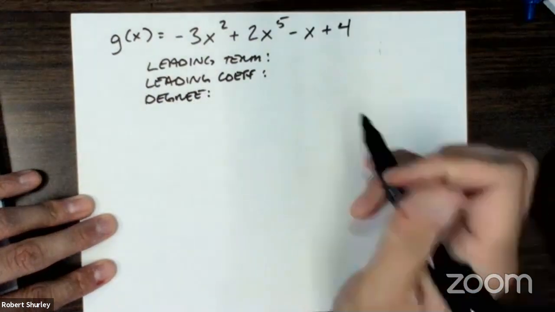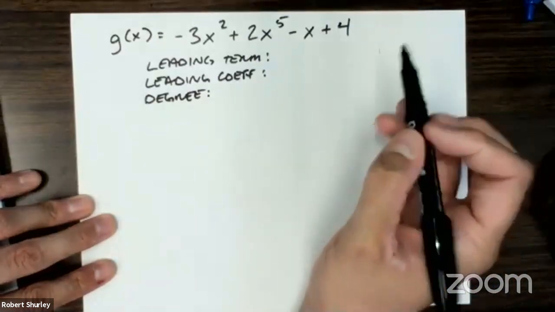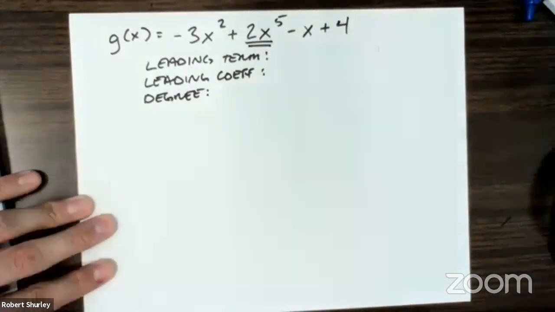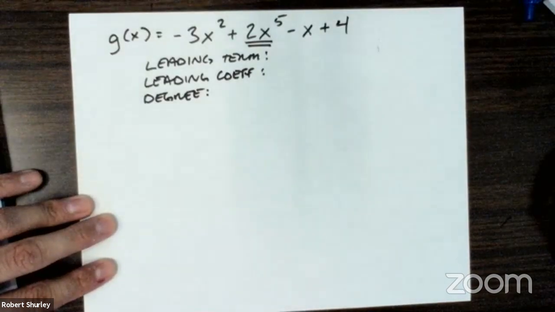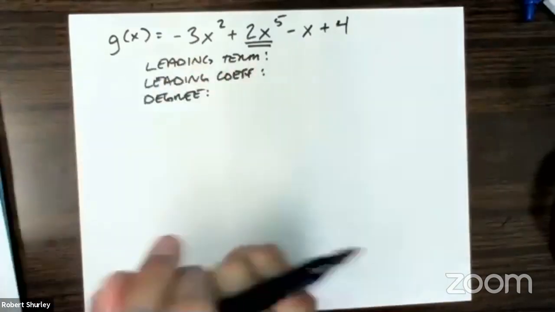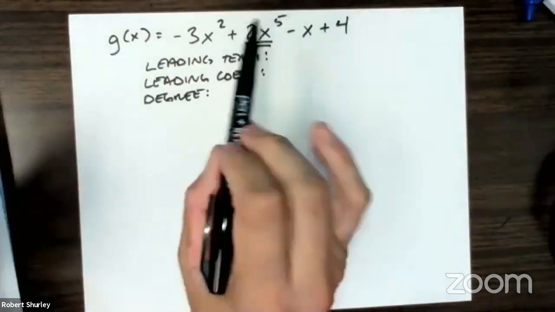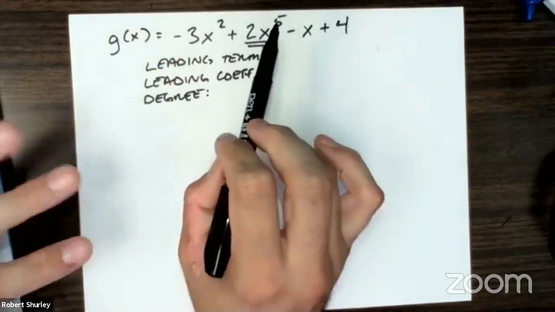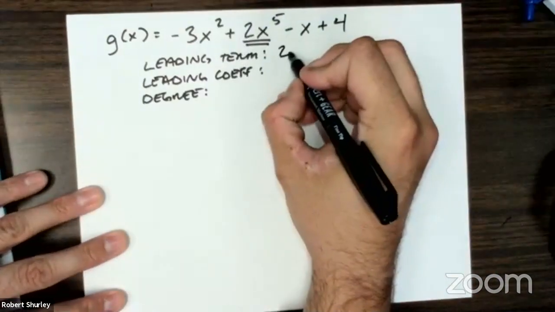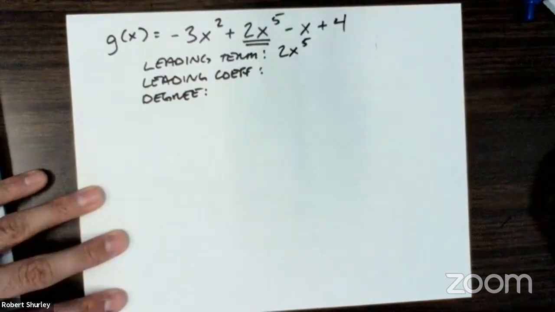Okay? Well, for this one, the leading term is always the term with the highest degree value. It's right there. This is not written in descending order, right? We have to write it in descending order moving forward to do other fun stuff with it. But for now, I'm not worried about putting it in descending order. I just want to pull out the leading term. So the leading term is right here, 2x to the 5th.